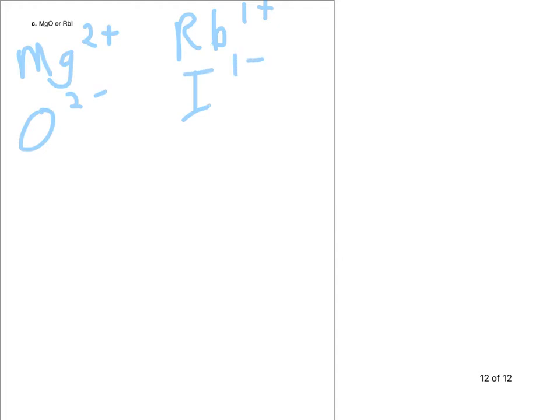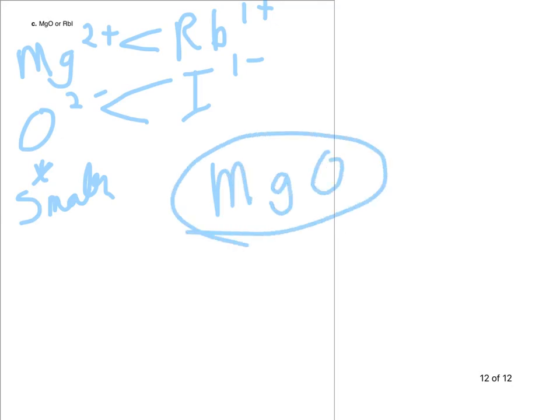And our last problem for this little part, we've got magnesium oxide and rubidium iodide. When we look at the charges, magnesium's a 2 plus, oxide's a 2 minus, rubidium is a 1 plus, and iodide is a 1 minus. So the bigger charges indicate this one looks like it might be our answer. But if we compare the sizes, rubidium is going to be bigger than magnesium. Let's put a greater than there for the size. And iodide is going to be bigger than oxide. So this one has both higher charge and smaller size. So it's going to have a much greater lattice energy than the other one, so magnesium oxide.